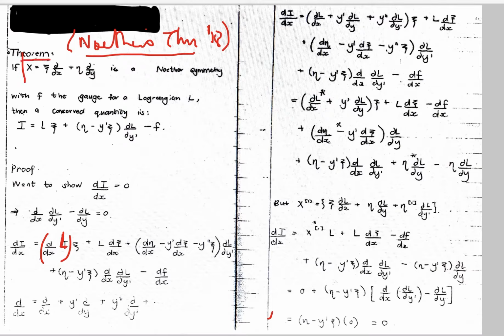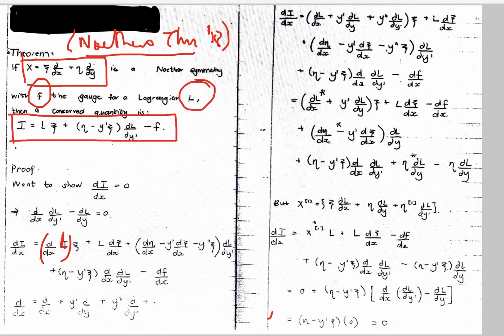So if X here, which is xi d by dx plus eta d by dy, is a Noether symmetry coming from the invariance of the integral of L, following this Lagrangian L, then with the corresponding gauge F, remember every Noether symmetry with gauge has a function F associated with it, Noether's theorem essentially says that a first integral of the corresponding Euler-Lagrange differential equation is given by I.